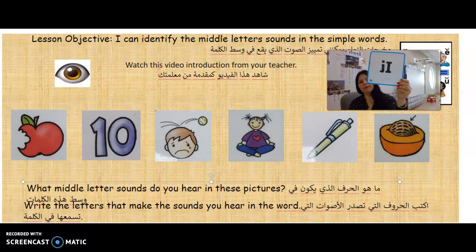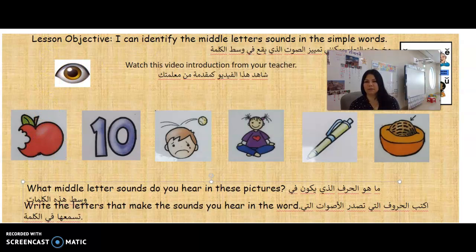E, E, E. Remember, not the letter name. Yes, the letter name is I. But what sound does it make? E, E, E, E. What sound does this letter make? E, E. So now look at the first picture.